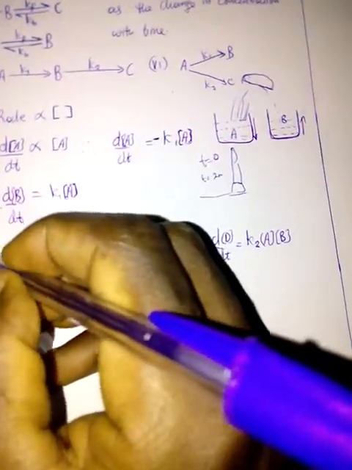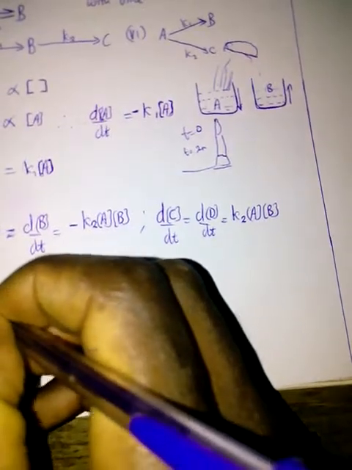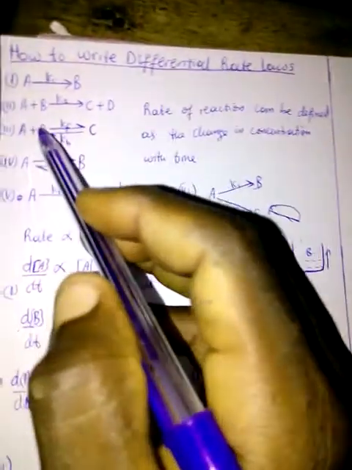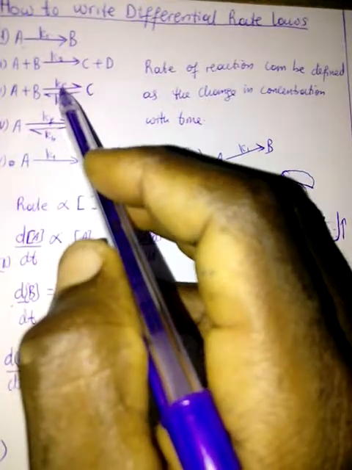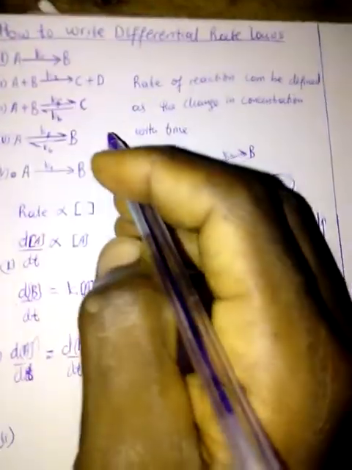For the third one, this is for the second, this is for the first. For the third equation, up here, this is the forward reaction, this is the backward reaction.